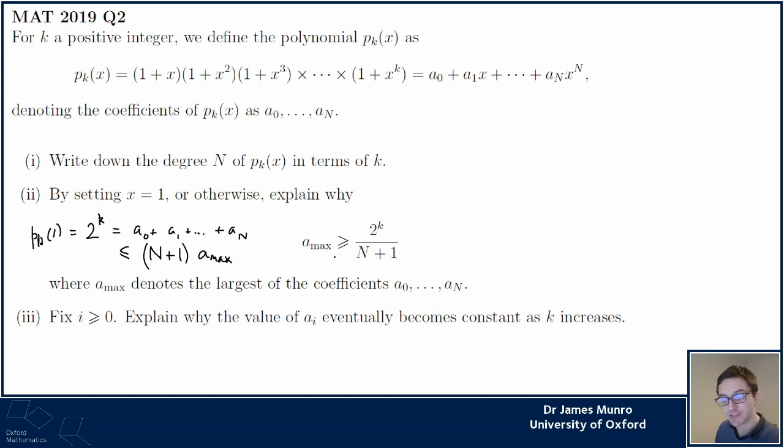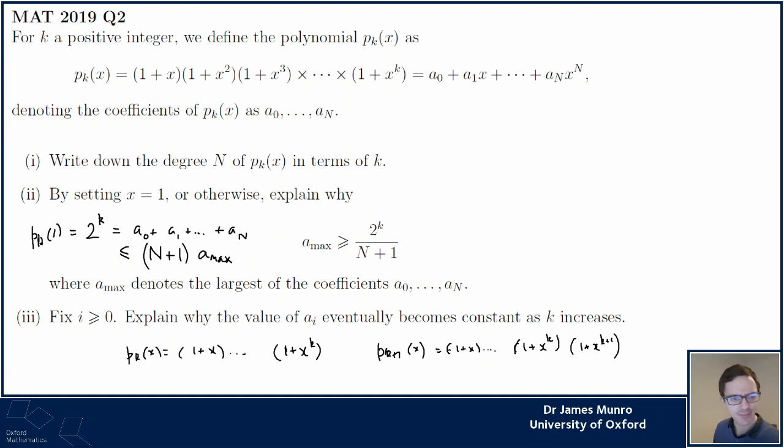Part 3 asks us to think about what happens as k increases. Explain why ai eventually becomes constant, or is eventually fixed, I suppose that means, as k increases a bit more. And I suppose we should think about what happens as we go from pk of x up to the next one. So as k increases is making me think about what happens when you increase k. Well, you go all the way up to now being up to 1 plus x to the k plus 1 inside these brackets on the left.